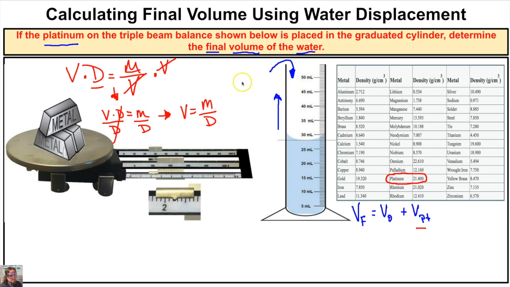So let's first take a look at the mass of this object. What is the mass of this platinum here that's on this triple beam balance? If we take a look, this little rider's at 200, this rider's at 30, and this rider, if we take a closer look, is at 2. It's not quite to 3, it's at 2. So we have 232 with 100% accuracy.